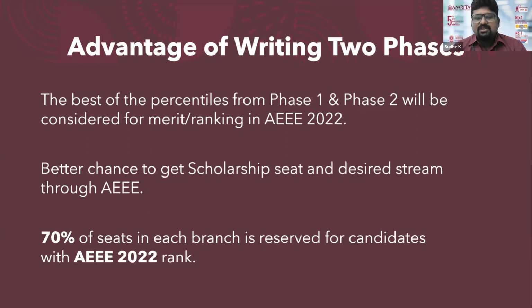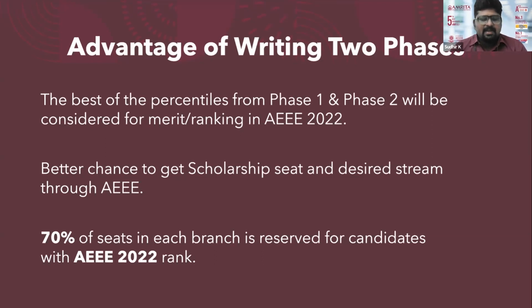Almost 85% of seats in Amrita are filled under scholarship. You can get your desired stream, I mean your desired engineering branch, through this exam if you are in merit. 70% of seats in each branch are reserved for candidates with an AEEE 2020 rank. The remaining are for JEE, SAT, and PUE. So prepare well for this AEEE exam.